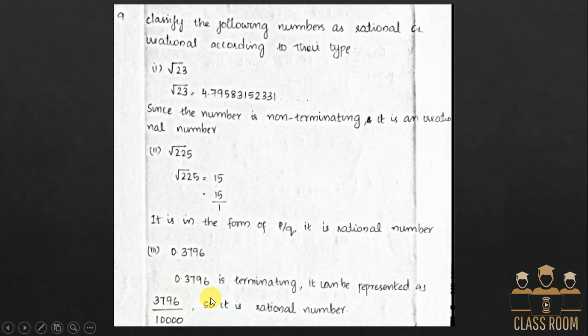Now there are some other questions where the number is non-terminating. For example, 0.3796 with the digits repeating again and again, that is non-terminating and repeating. All those are categorized as irrational numbers.